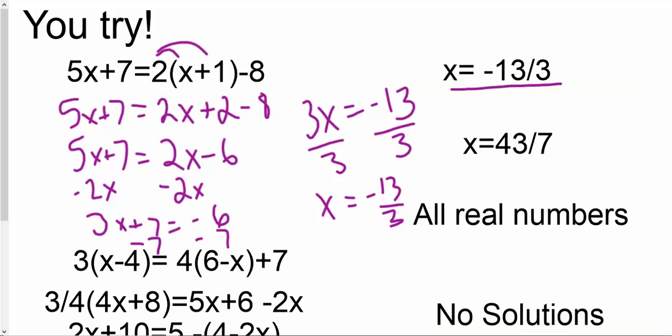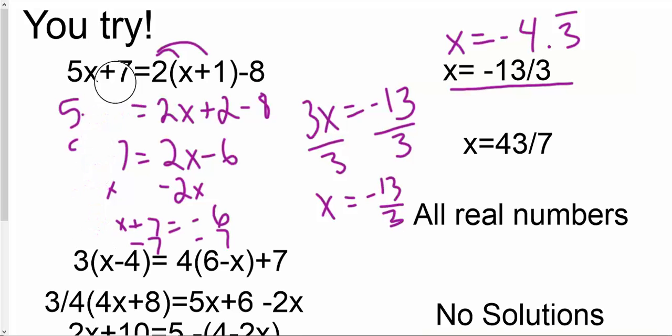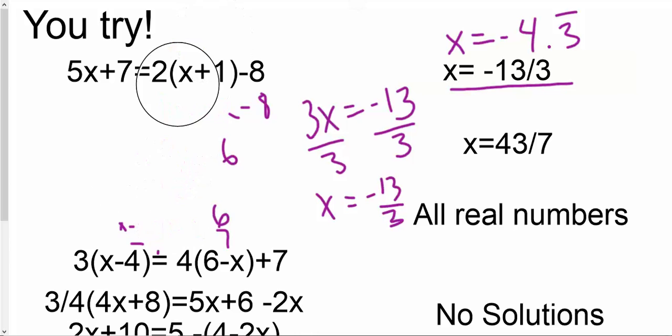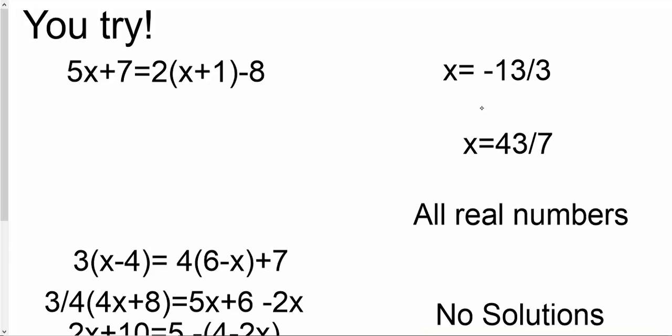I like to leave this answer as an improper fraction. If you wanted to write it as a decimal, you'd need to do negative 4.3 repeating. If you didn't put the bar over the 3, we'd count you wrong because 0.3 repeating is very different than just 0.3. Let's move on to the next one.